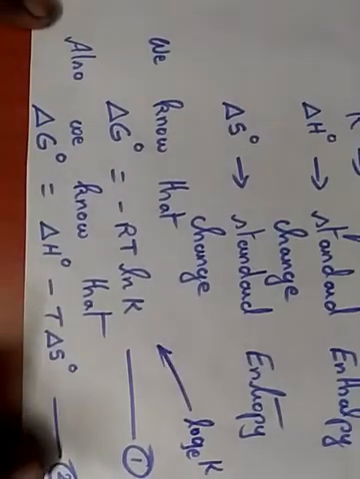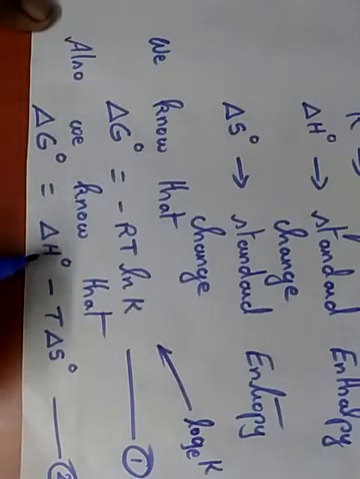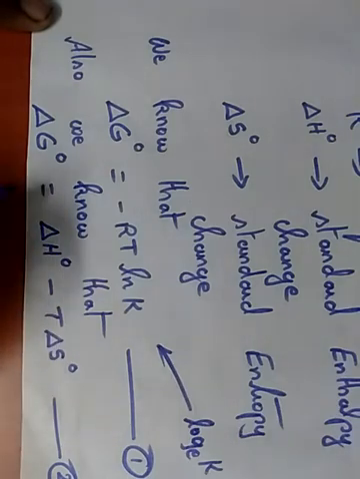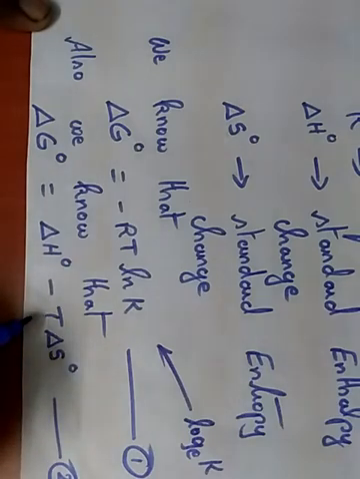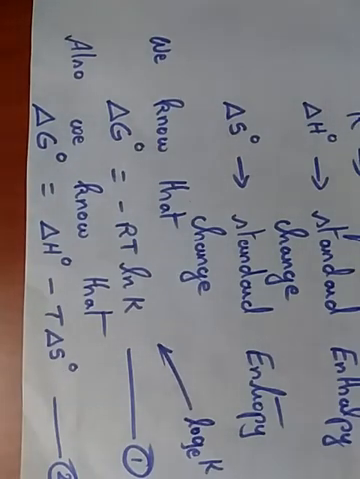Also from earlier topics, we know that del G naught is equal to del H naught minus T into del S naught. So del G naught is the standard free energy change. Del H naught is the standard enthalpy change. T we know is temperature, and del S naught is the standard entropy change. So using these two relations we can derive the equation.